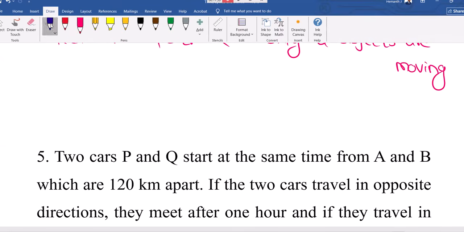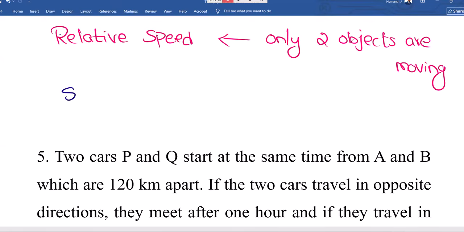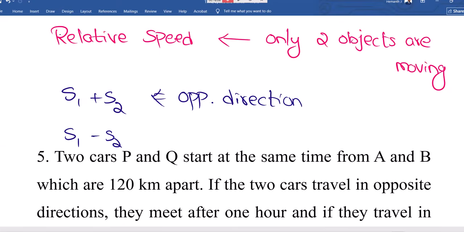If the objects' speeds are s1 and s2, the speeds should be added if they move in opposite directions. I'll let you know why. We'll give one basic example, and then you can remember for life why we add in the opposite direction and why we subtract in the same direction. Only for two objects at a time.